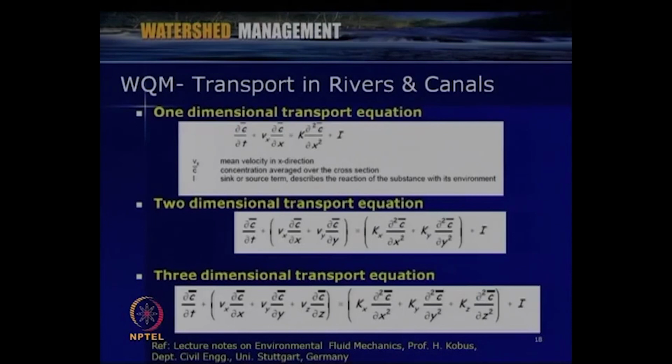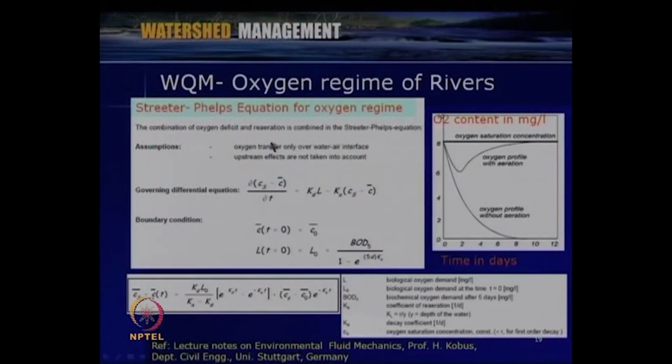Depending upon what kind of water quality modeling you intend to do, like the transport phenomena or the contaminant transport in a river, in a lake, or whatever system you are considering, we can go for one dimensional modeling. For example, in river quality modeling, generally we can do one dimensional, two dimensional, or three dimensional modeling. Now, another important aspect which we generally look into is the oxygen regime of rivers when we are looking at river quality modeling.